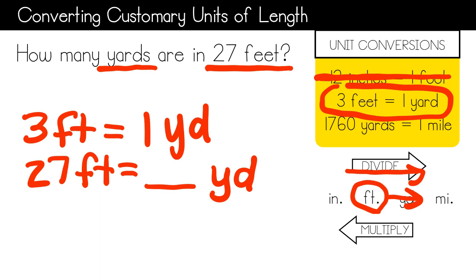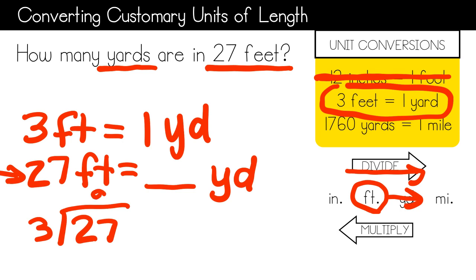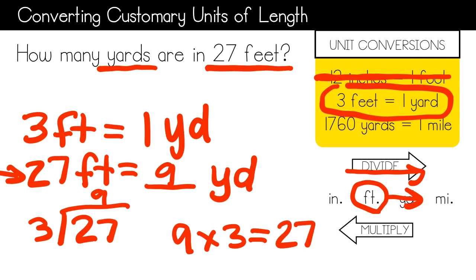So 27 feet equals how many yards? We're going to take this 27, and we're seeing how many groups of 3 we can make. 27 divided by 3 equals, I know my facts, 9. So 27 feet equals 9 yards. And a way we can check that, we can say, okay, 9 times 3 equals 27. So 27 feet equals 9 yards.